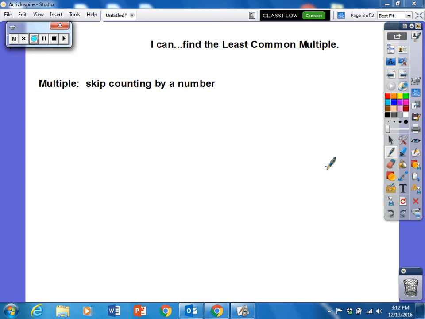Okay, we are going to be learning now about multiples. And as with our last slide, we have our I can statement of I can find the least common multiple. So in this case, opposite of factors, we want the least or the smallest shared multiple, or same. We want to put it that way.